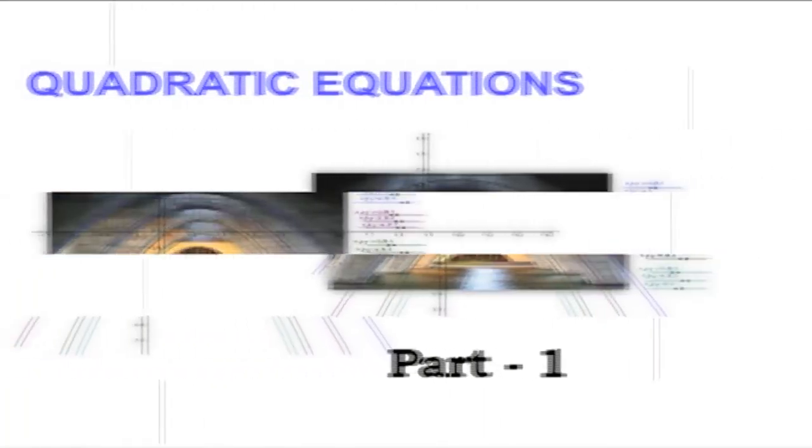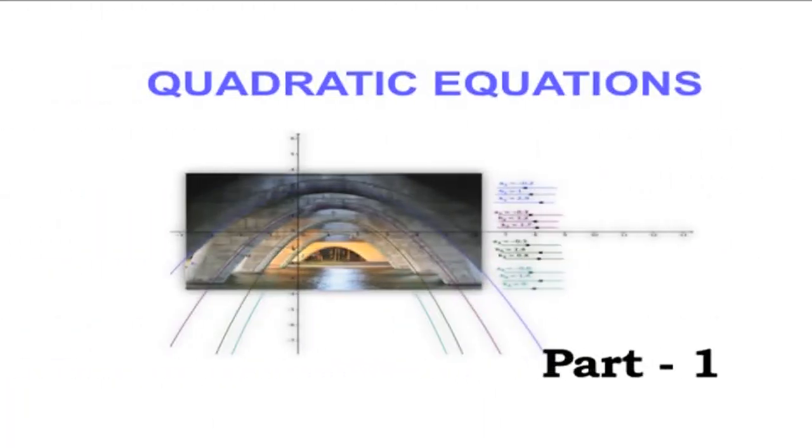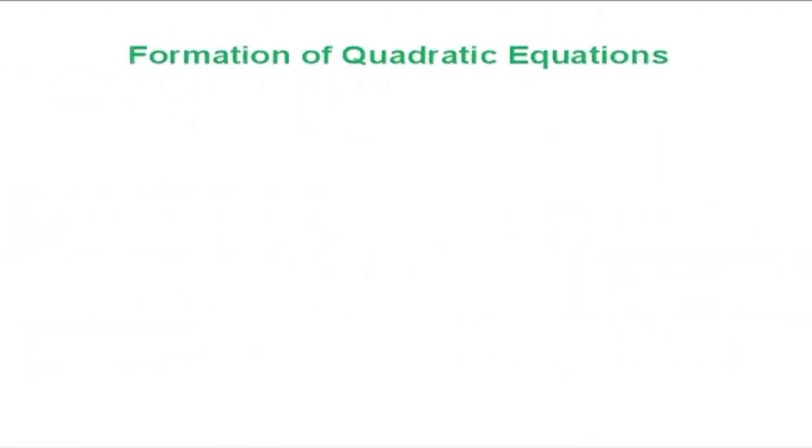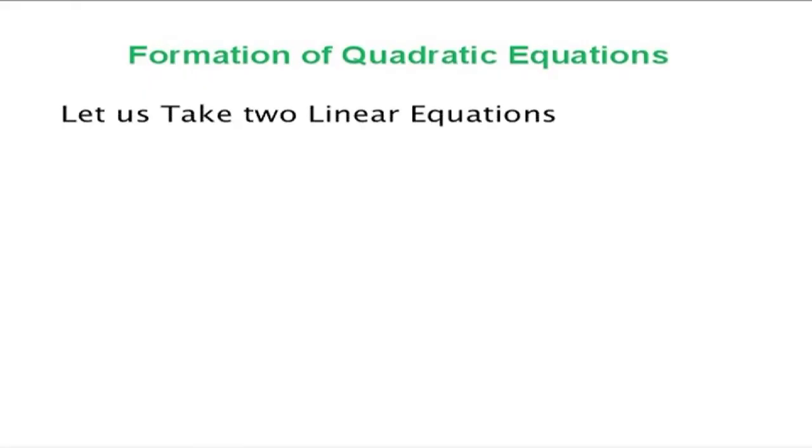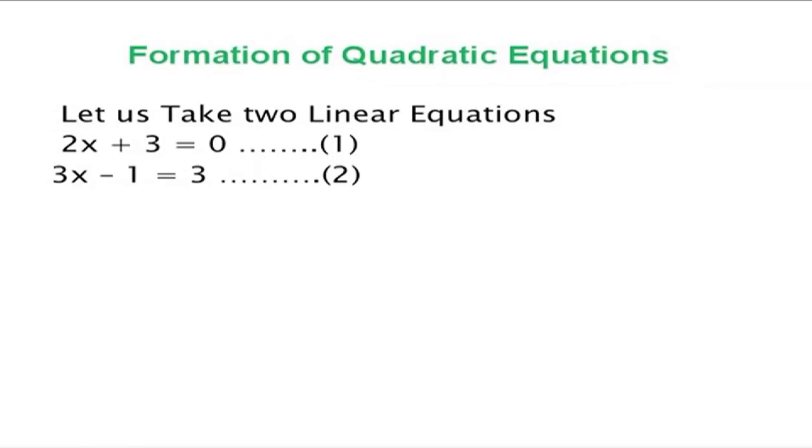Dear learner, we shall discuss quadratic equations. At first, we shall discuss the formation of a quadratic equation. Let us take two linear equations, that is 2x + 3 = 0, which is equation 1, and 3x - 1 = 3, that is equation number 2.